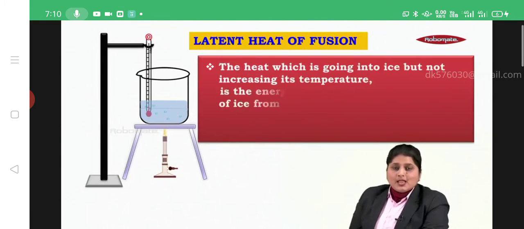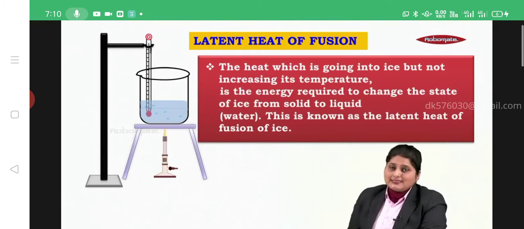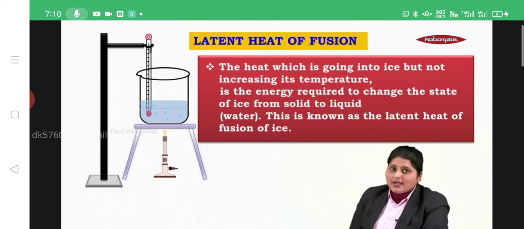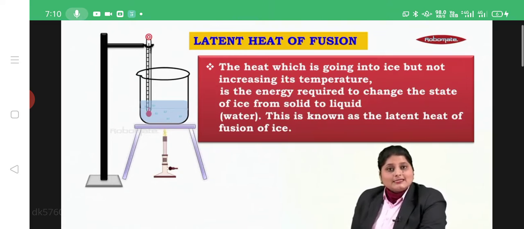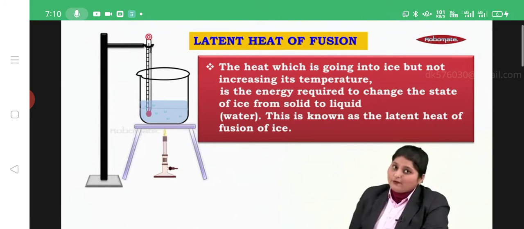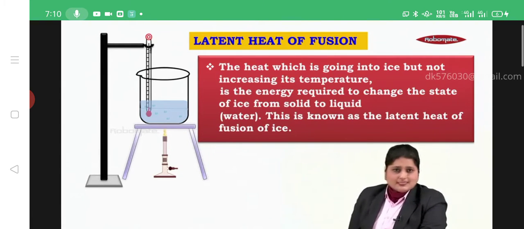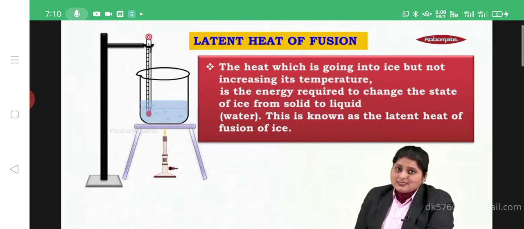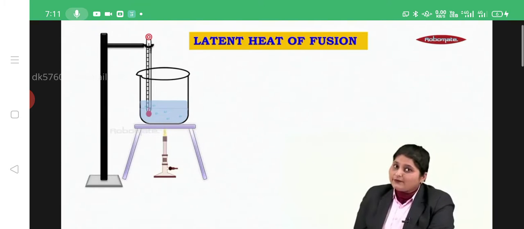Let's go ahead. The latent heat, or the heat which is going into the ice but not increasing its temperature, is the energy required to change the state of ice from solid to liquid. This is known as the latent heat of fusion of ice. It is easy to understand: while the ice is melting, the temperature remains as it is, and that is what is called latent heat of fusion.